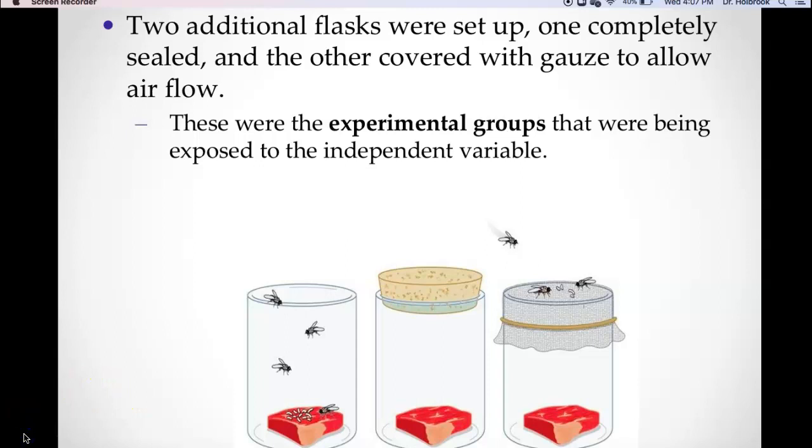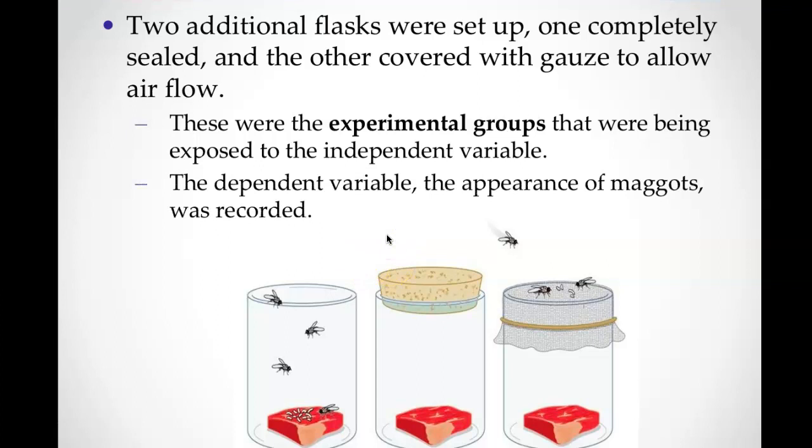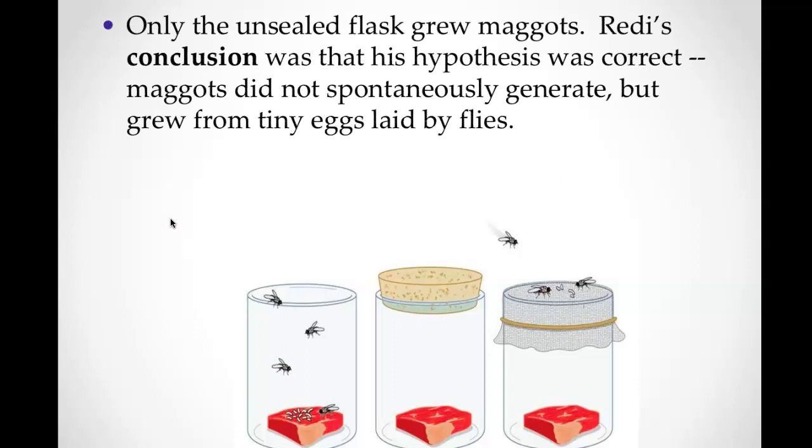So now that we have the words control group and experimental group down, how do the words independent variable and dependent variable apply to this experiment? The independent variable is what the scientist is manipulating, and the scientist in this experiment is manipulating the covering of the flask. So the independent variable is the covering on the flask. The dependent variable is what is being measured, and what's being measured is the appearance of maggots. So the appearance of maggots would be your dependent variable. And as you can see, only the unsealed flask grew maggots.